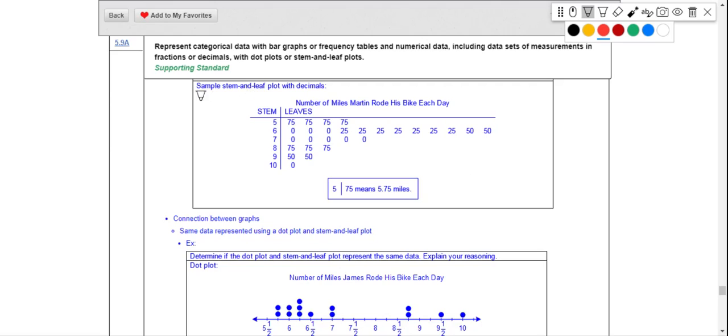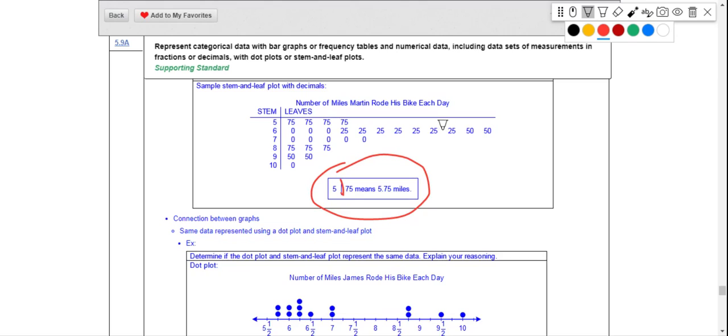Okay? Now let's look at that in the form of decimals. A sample stem and leaf plot with decimals. Number of miles Martin rode his bike each day. You see, the stem is 5. The leaf is 7.5. If you look at the key right here, it says 5, and there's your line, 7.5 means 5.75 miles. 5 and 75/100th miles. Okay, so that's easier to read. So how many times did he ride his bike 5 and 75/100ths of a mile? 1, 2, 3, 4. There are 4 occurrences.